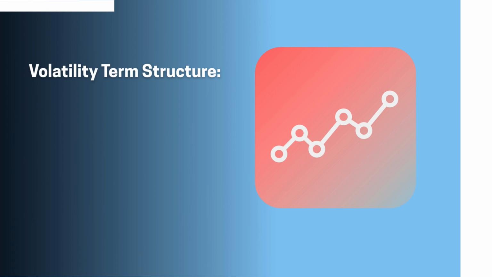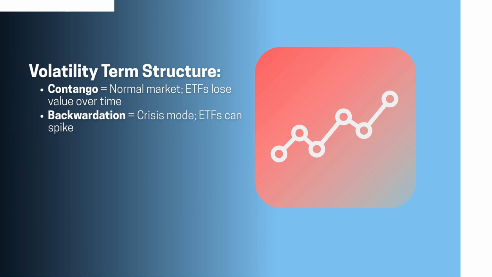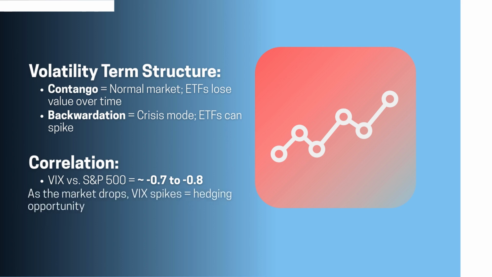Volatility term structure. Contango equals normal market. ETFs lose value over time. Backwardation equals crisis mode. ETFs can spike. Correlation, VIX versus S&P 500 is about minus 0.7 to minus 0.8. As the market drops, VIX spikes, which gives you hedging opportunity.